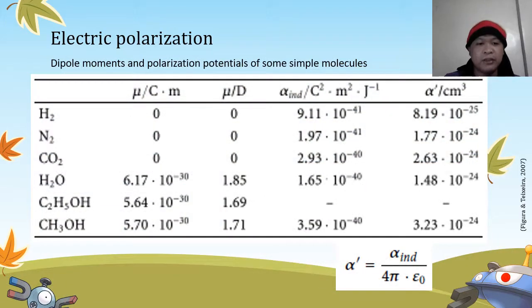Okay, so this table shows the dipole moments and polarization potentials of some simple molecules. Take note that nonpolar molecules have zero dipole moment, but they can be induced. If you want to, you could try substituting these values in the equation to look at the comparable polarization values at fixed N and E, and see what values you get.